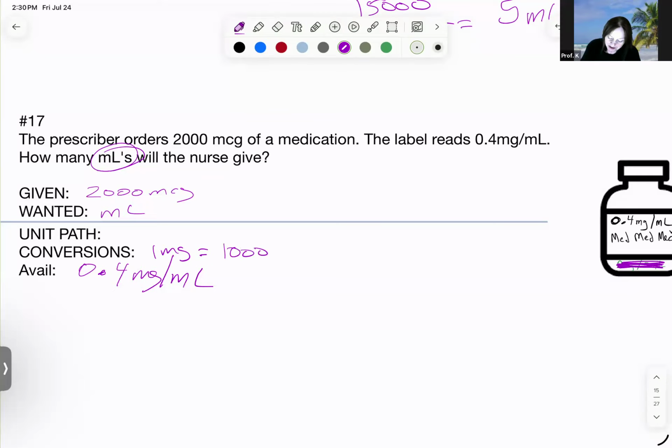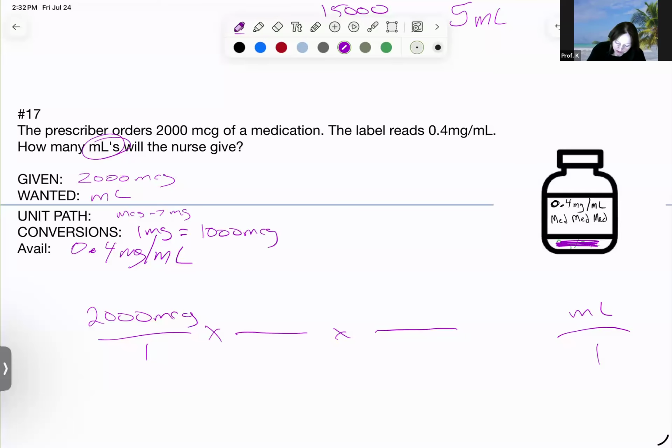1,000 micrograms. All right. I'm going to pause and I want you to solve this question. So I start with my given. My wanted is milliliters. So I have to do a conversion because what's available is in milligrams. So I use my conversion: 1 milligram is 1,000 micrograms. And to get rid of the milligrams, I use what's available, what the pharmacy sent me. The label reads 0.4 milligrams per milliliter. That gets rid of my milligrams, and I have milliliter in my numerator position.